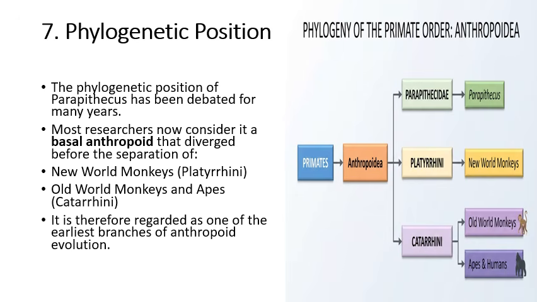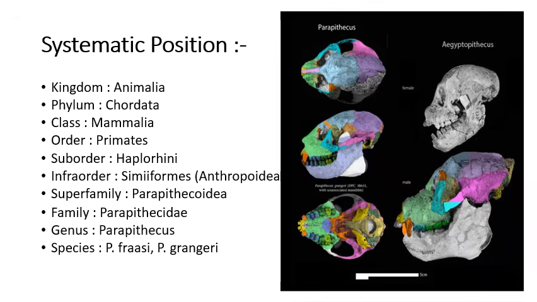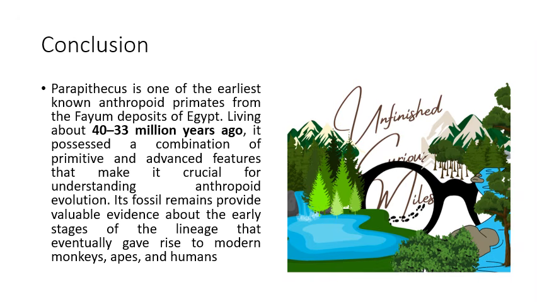Talking about the evolutionary significance, why is Parapithecus important? Because it helps scientists understand what early anthropoids looked like before modern primate groups evolved. It also reveals primitive anthropoid characteristics like early dental evolution and adaptation to arboreal life in primitive diversification. Without fossils such as Parapithecus, reconstructing anthropoid evolution would be far more difficult.